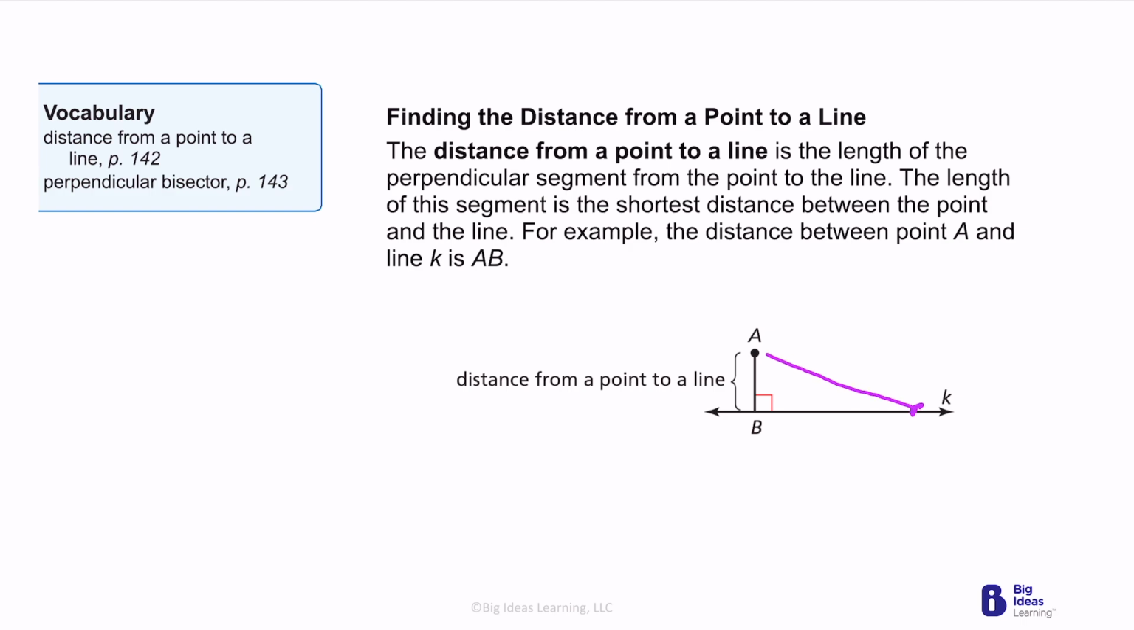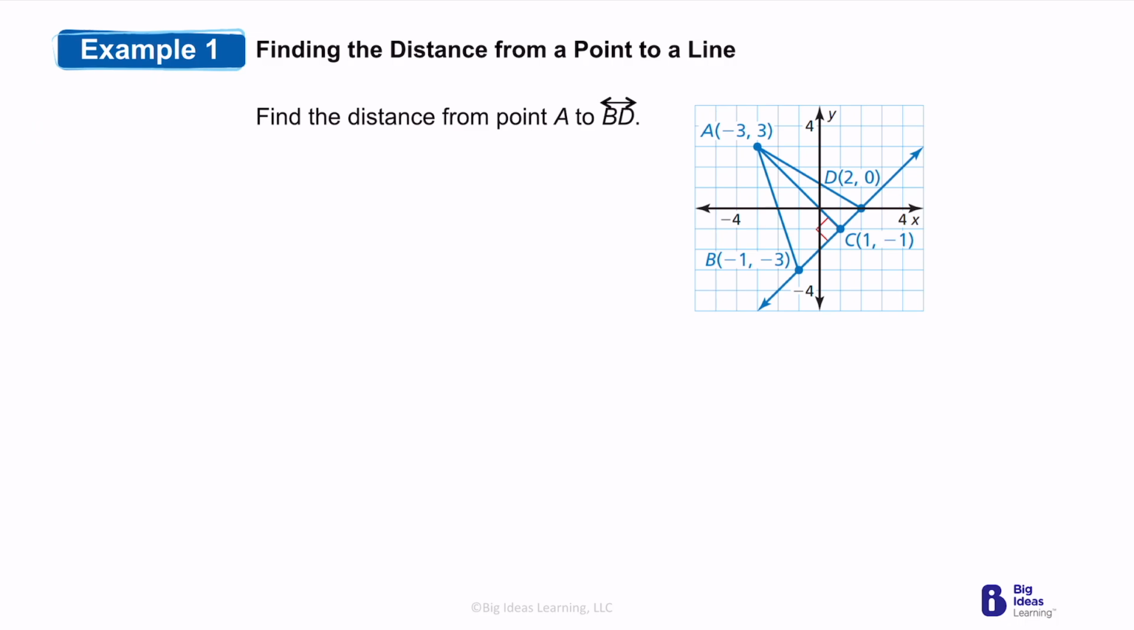From A to whatever Q. But it's not. The distance is defined as the length of the perpendicular segment. So it has to go straight down and make a right angle. If you do this, it's wrong because of the definition. So you're trying to find the distance from point A to line BD.